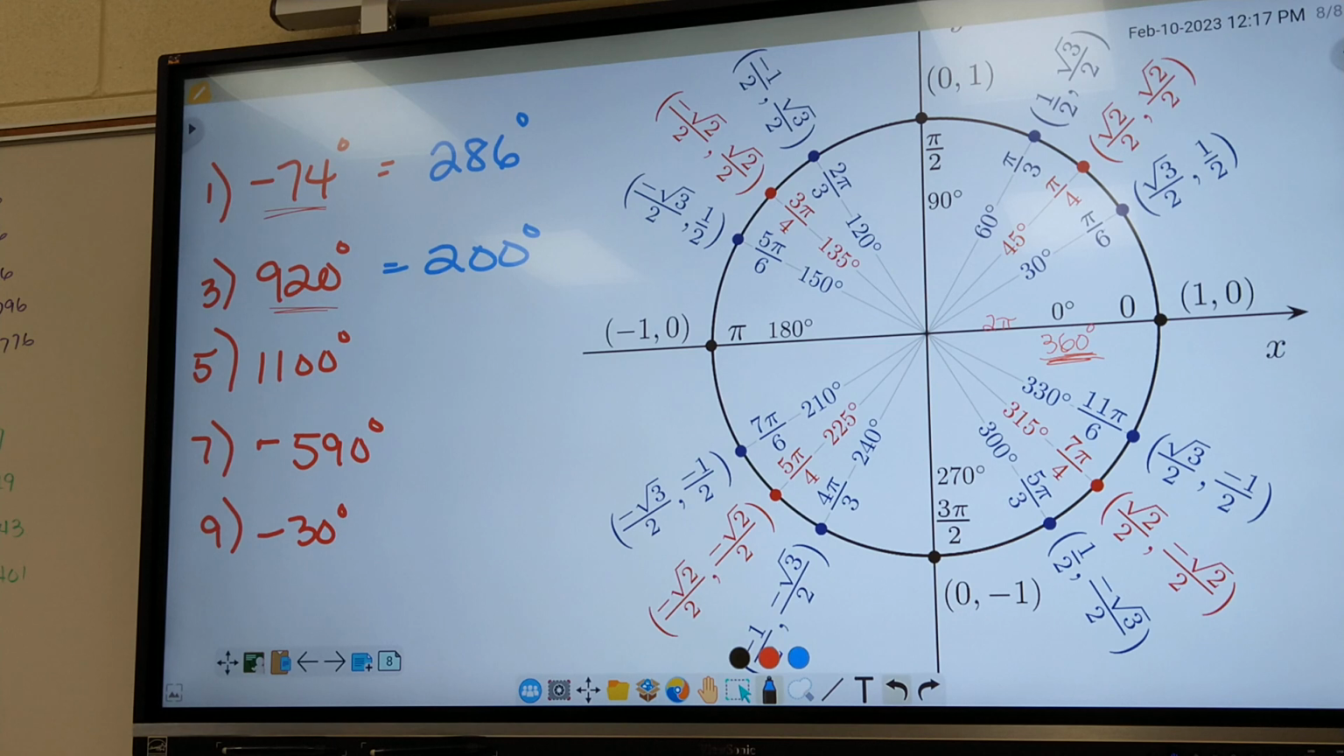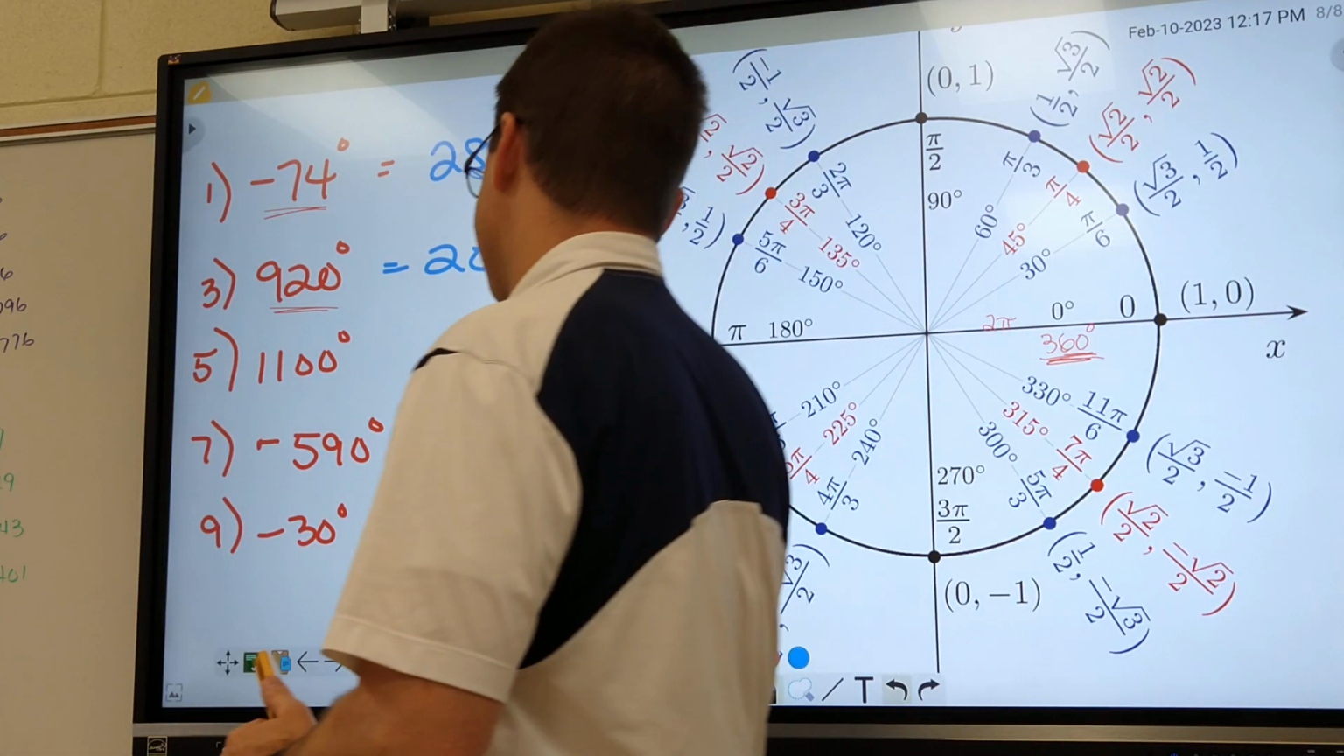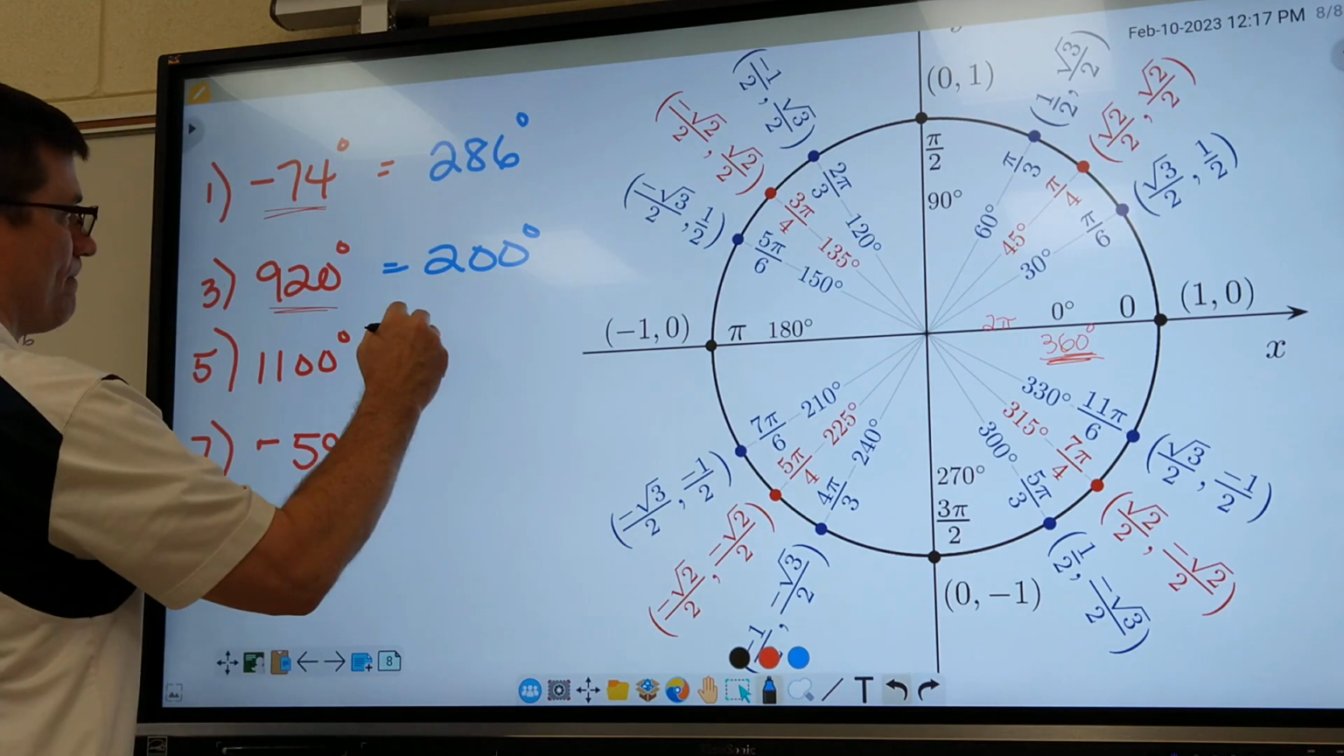Would you have to add it multiple times too? You might have to add it multiple times. So number 5, we got 1100. Do I add or subtract 360? Had to subtract several times. What's your answer? 20 degrees. How are y'all getting that? You just keep subtracting.